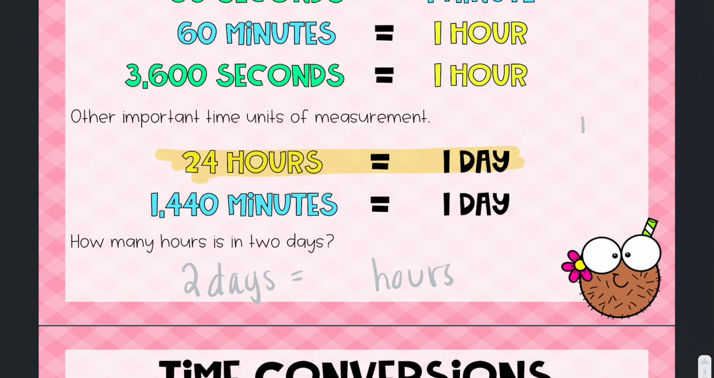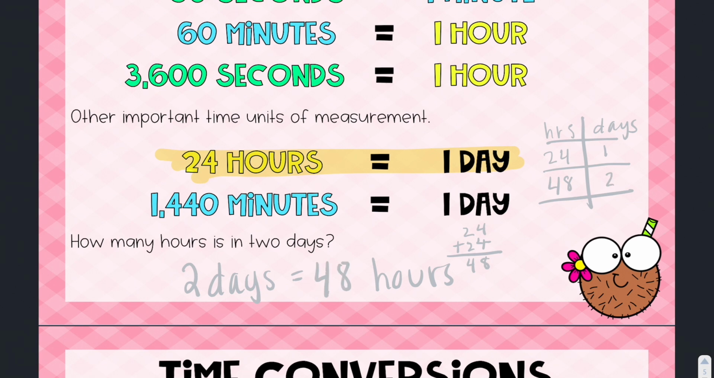So I'm trying to figure out how many hours are in 2 days. I can use an input-output chart with my function machine if I want to. If I know that there are 24 hours in one day, how many hours are going to be in 2 days? I could either multiply 24 times 2, or I can use repeated addition, which is what I used here. I did 24 plus 24 and got 48. So I know there are 48 hours in 2 days.